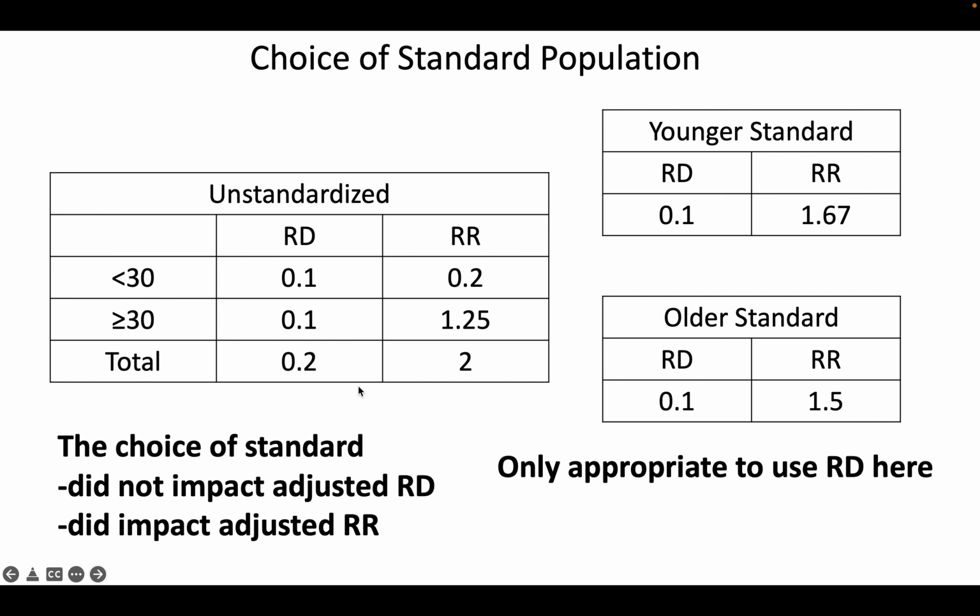So what I'm getting at here is this would be a situation where you could really only compare these two populations with a risk difference. It wouldn't be appropriate to use a relative risk to compare them. And this could have been reversed. The risk difference could have been different depending on the standard we used, but the relative risk would have been the same. So this is something you'd need to look into to figure out what the best measure to compare the two populations would be, additive or multiplicative.